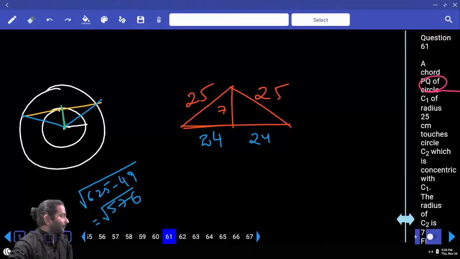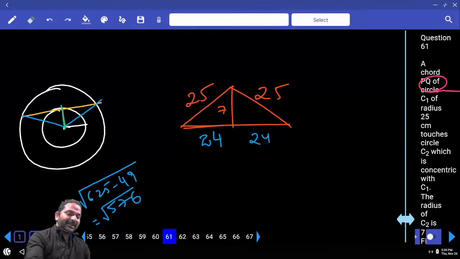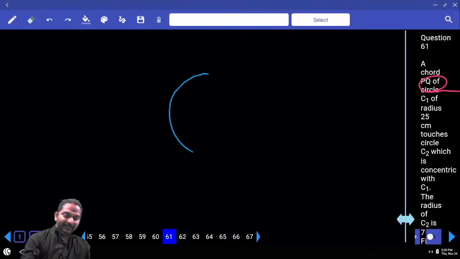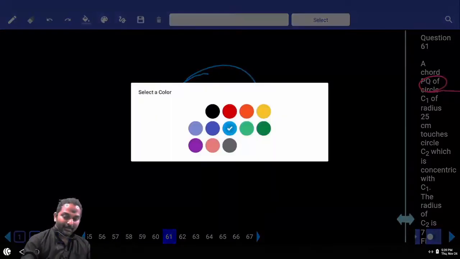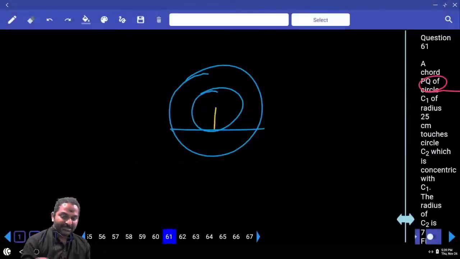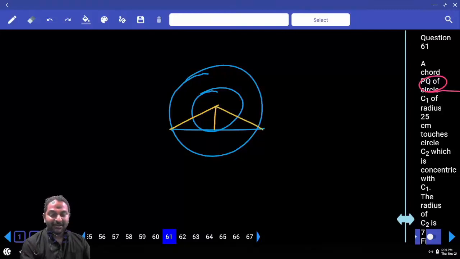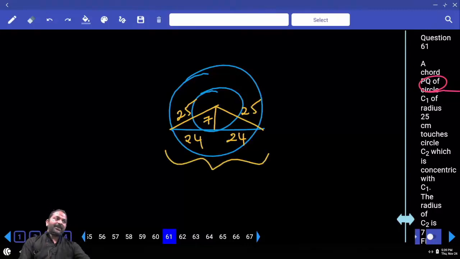Okay now. If you draw the figure downward while drawing, it will be even easier. Here is the chord. This is radius of C2. This is radius of C1. This is radius of C1. This is 25, 25, 7. This guy 24, this guy 24. So length of chord is 48.